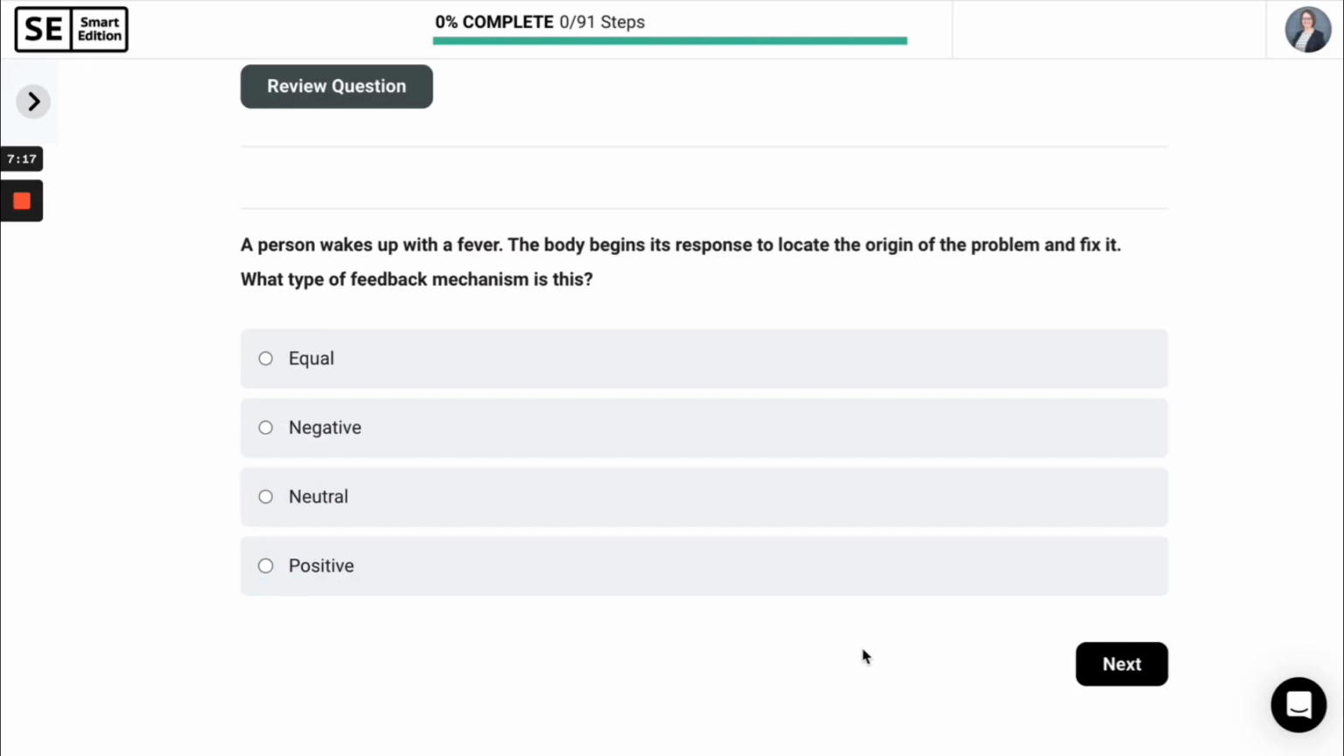A person wakes up with a fever. The body begins its response to locate the origin of the problem and to fix it. What type of feedback mechanism is this? Is it equal, negative, neutral, or positive?